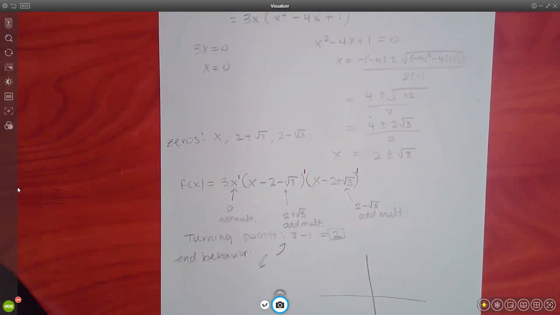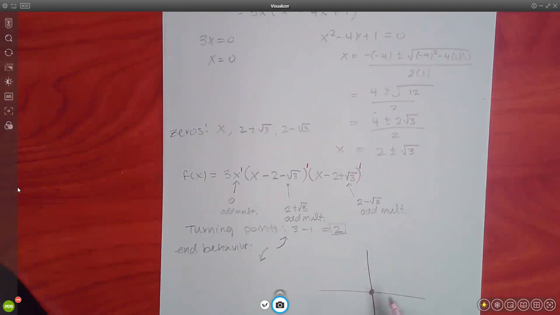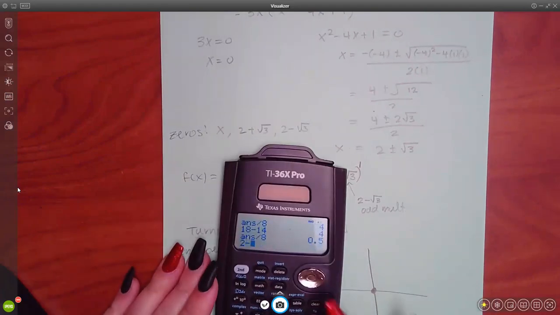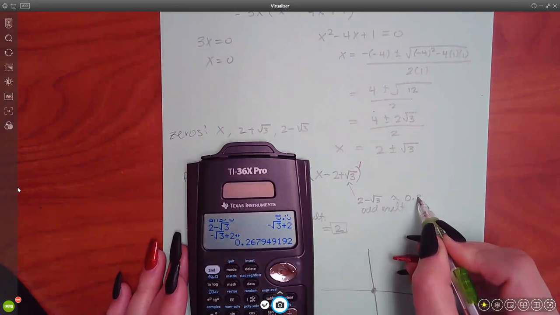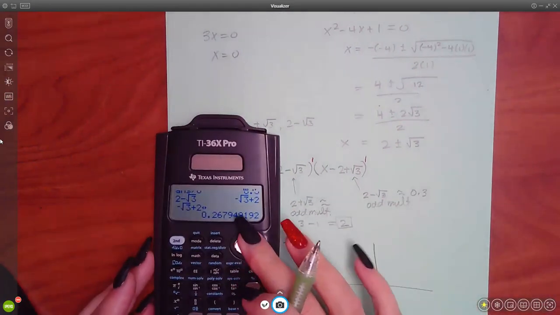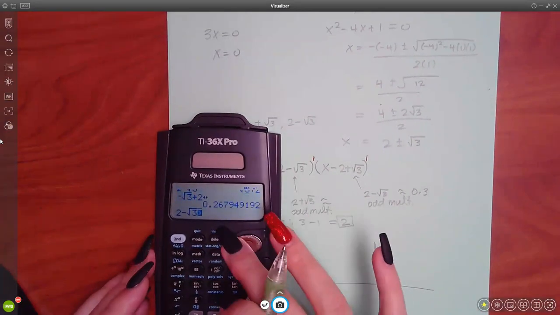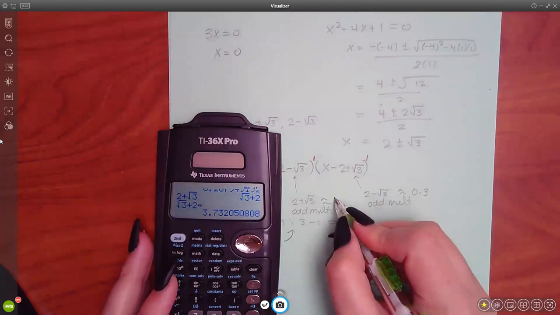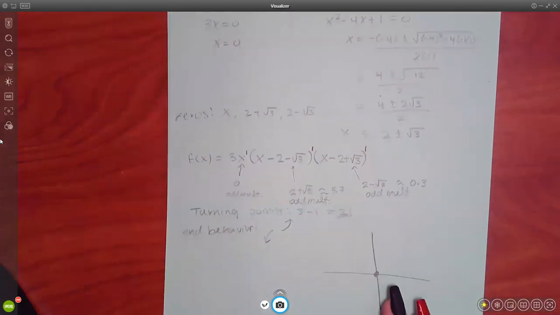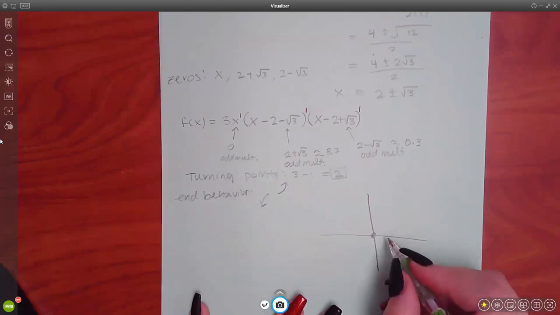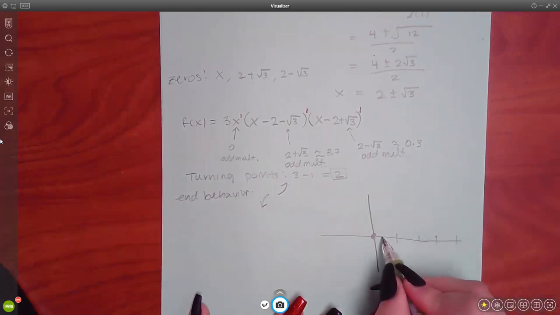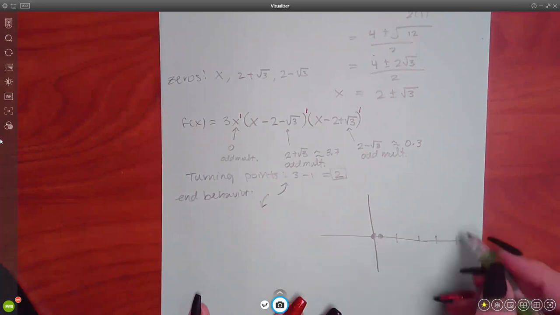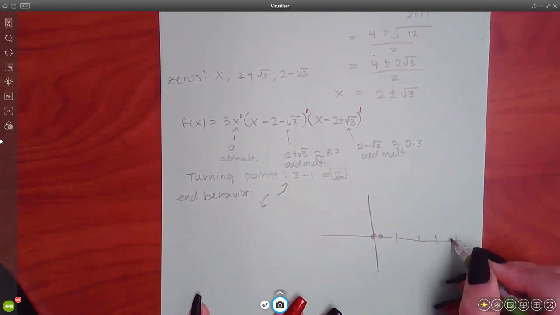Okay. So I'm going to plot my zero x-intercept. I don't know what these numbers are. 2 minus the square root of 3 is about 0.3. And then this number, I don't know what that is. It's about 3.7. Okay. So I just wanted to see what those numbers are because I got to graph them. So one is at, let's say, 1, 2, 3, 4. One of them is about right here. And the other one is 1, 2, 3, about right here.